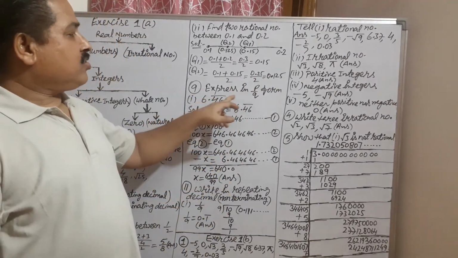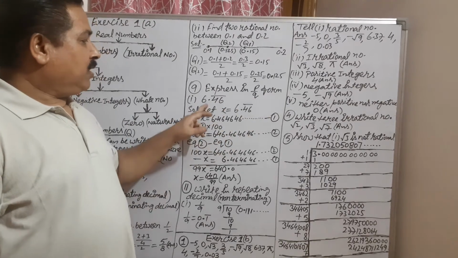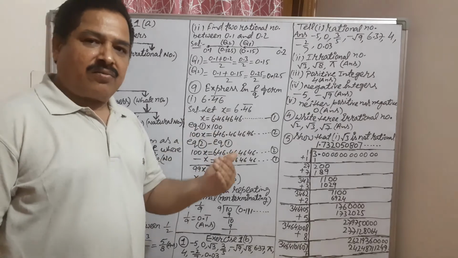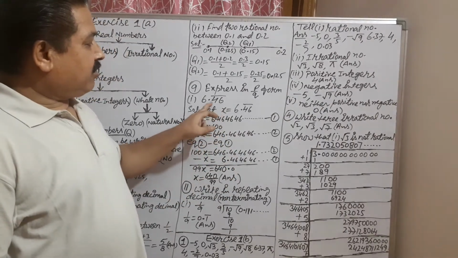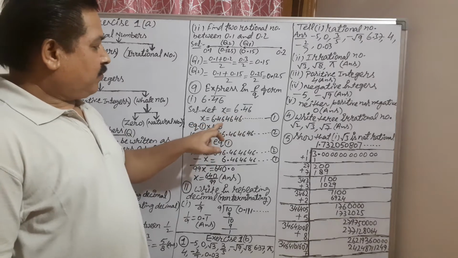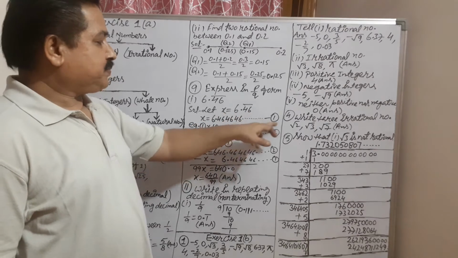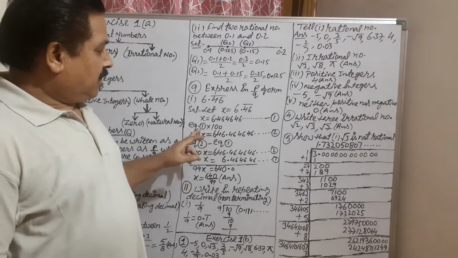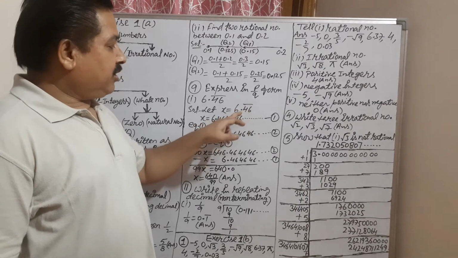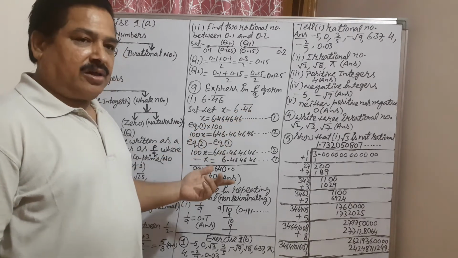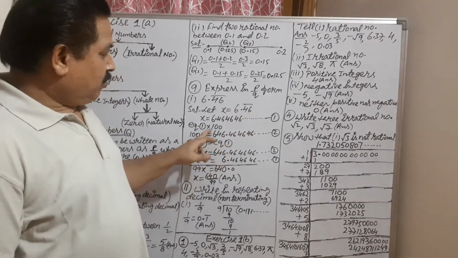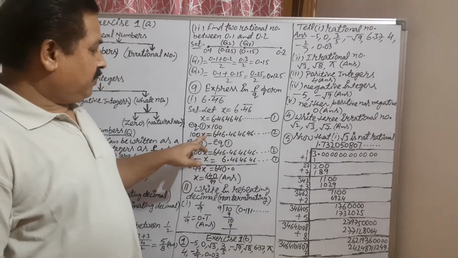Now see the 9th question. Express in P upon Q form. A bar form is given. In bar questions you have to change to the fraction form. So let us consider x equal to 6.46 bar. It can be written as 6.464646 bar, which is x. Now how many digits have the bar after the decimal? 2 digits. That is why multiply by 100. If one digit has the bar, then multiply by 10. So there are two digits, so multiply by 100. This is equation number 1.